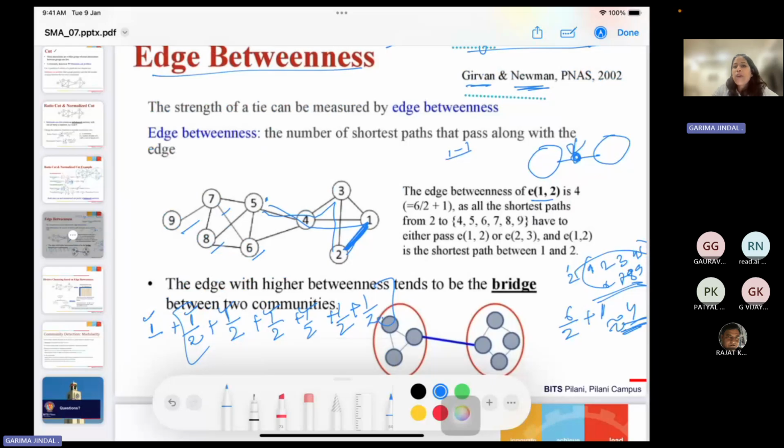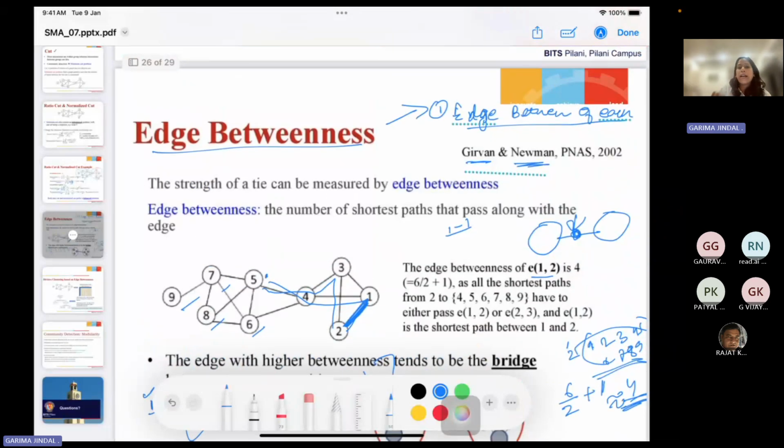Okay, and once you have identified the edge betweenness of all the edges, you need to delete the edges with the maximum edge betweenness. Okay, and if you keep on iteratively calculating these edge betweenness values and removing the edge with the maximum edge betweenness, you get the communities. And you have to see, for example, if you need 3 communities, when you get 3 communities, you will stop. Okay, so depending on your need, you can stop.